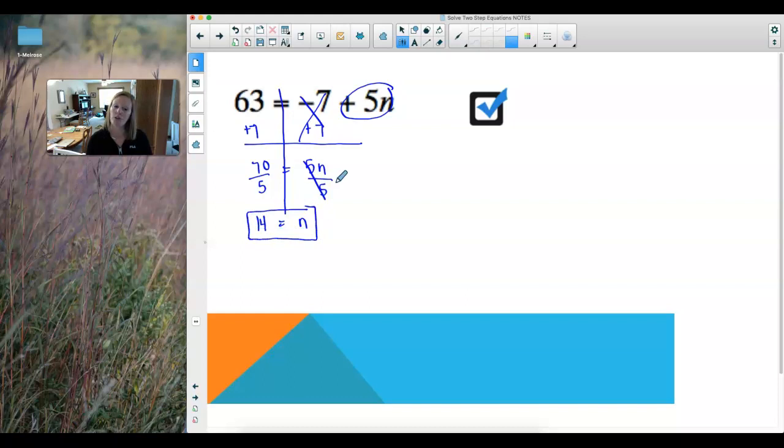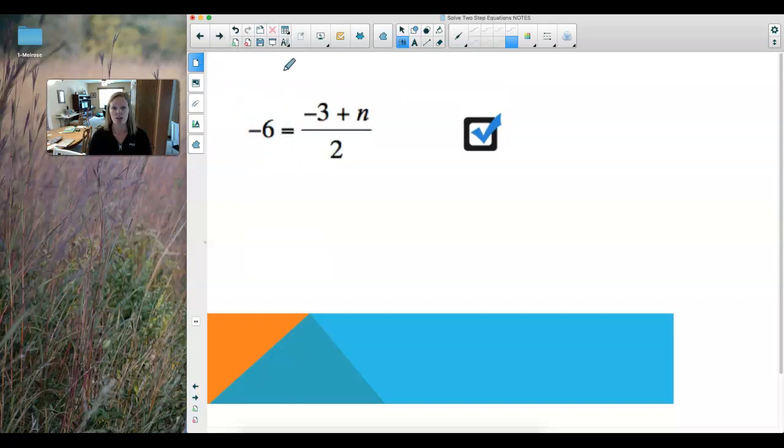Now, if you end up with an answer that just doesn't seem nice, a decimal, a fraction, something like that, know that you made a mistake. All of these problems are going to end up being very nice answers. There will not be any fractions or decimals. So let's try another one.